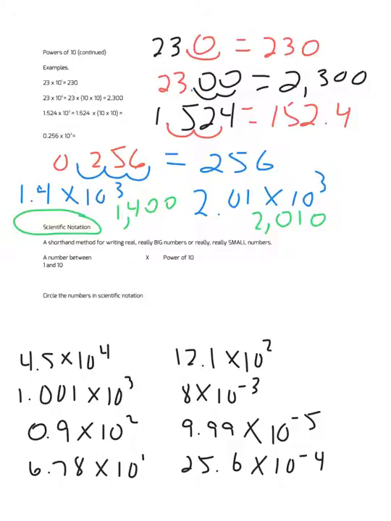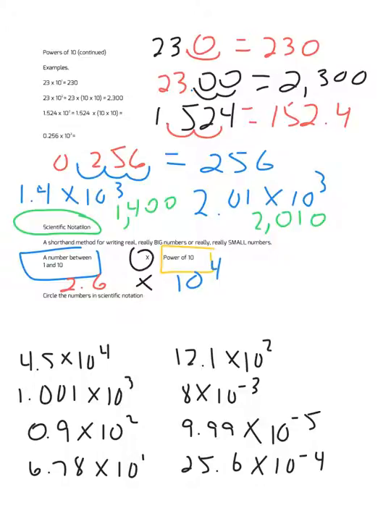There are two components to scientific notation. You need a number between 1 and 10 multiplied by a power of 10. So an example of a number between 1 and 10 would be like 2.6. Multiplied by a power of 10 would be like 10 to the fourth power. This is in scientific notation because it fits all the requirements.